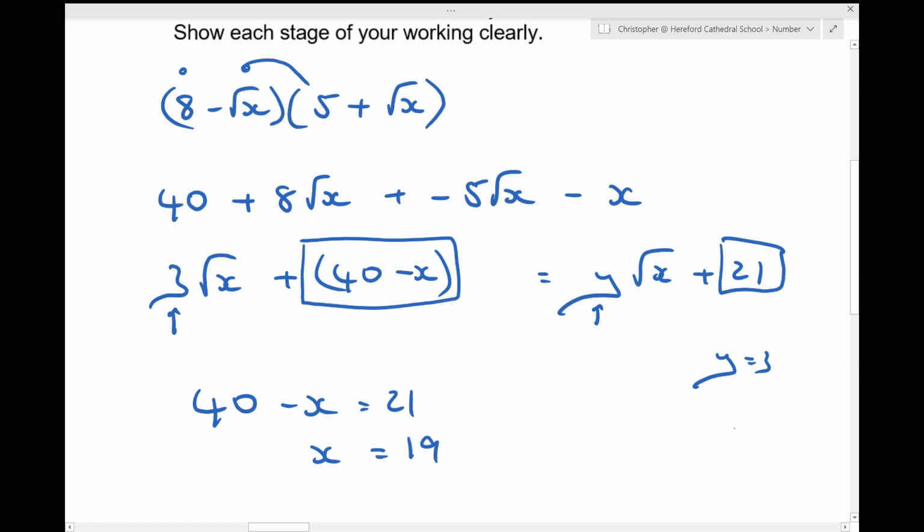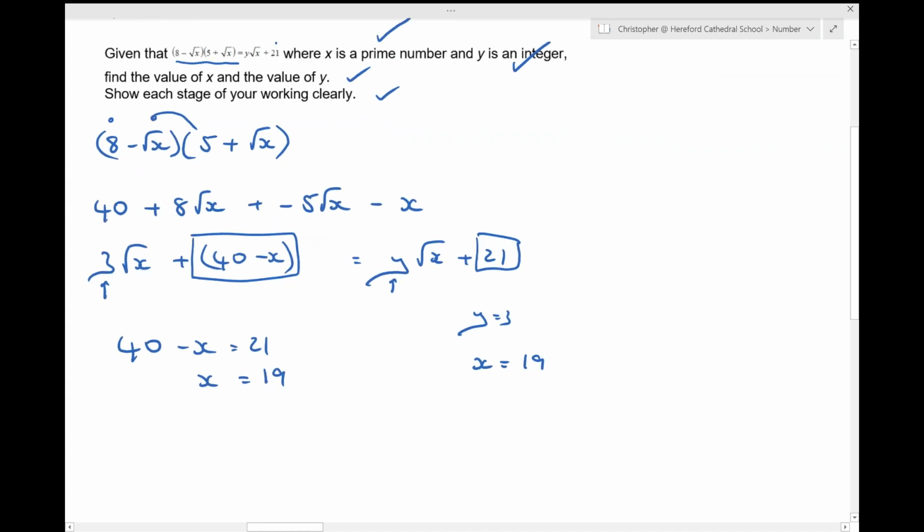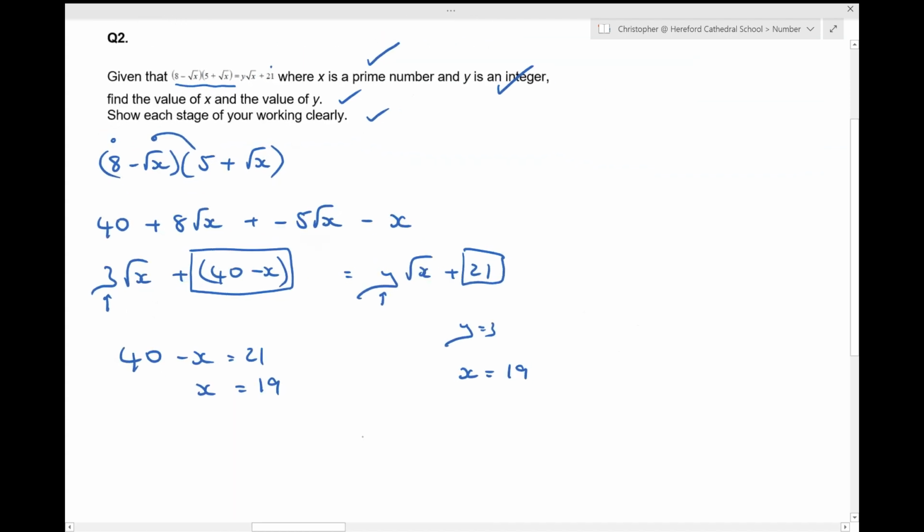So I think now I've found y and I've found x. Let's just check the question. Given that this expression equals that, where x is a prime, yes, x is 19, and y is an integer, yes, y is 3, that's an integer. Find the value of x and the value of y, showing each stage of your working clearly. Well, I think we've done that, and our final answer is x is 19 and y is 3. And that's question 2 sorted.